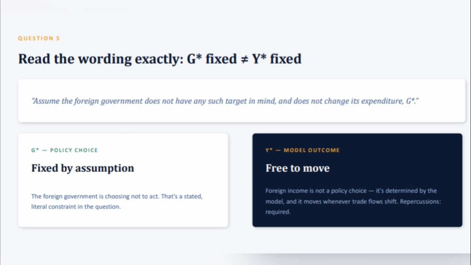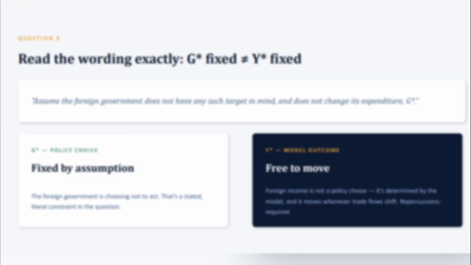So here's the bridge. Question 4 asked an abstract question with no scenario attached. So the default convention applied repercussions off. Question 5 gives you a real policy scenario, and that scenario only tells you what's fixed about policy, not about income. Which means here the repercussion effect is required, not optional. We have to let Y star move.